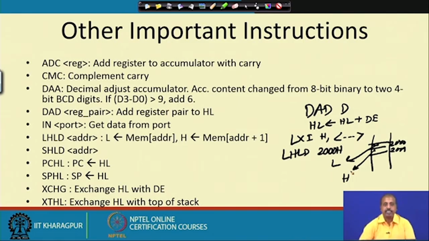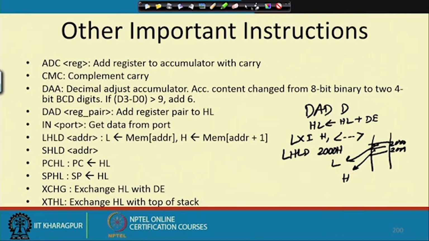So, this way the HL pair will get the content of memory locations 2000 and 2001. Similarly, we have the SHLD instruction. It stores the content of the HL register pair into the memory location at the given address. The L register content goes to the memory location address, and the H register content goes to address plus 1, due to Intel's policy that the higher order byte is stored at the higher order address. Since H is the higher order byte compared to L, it goes to the next address and the lower order byte goes to the first address.